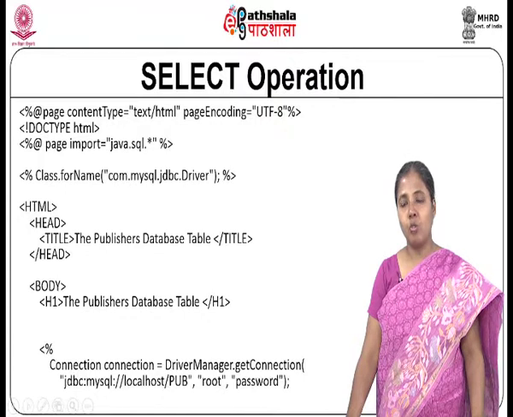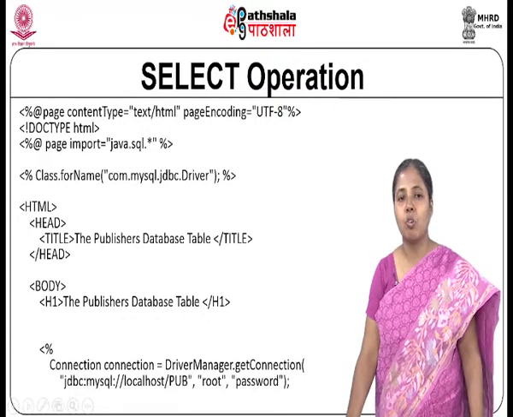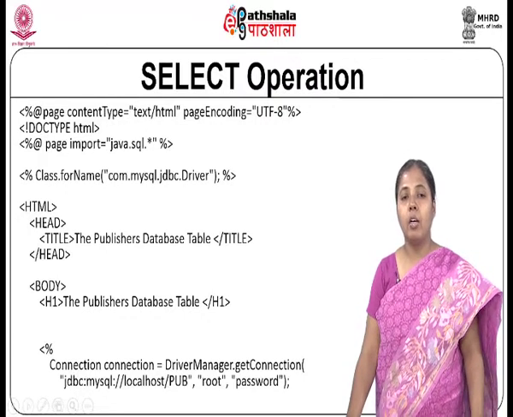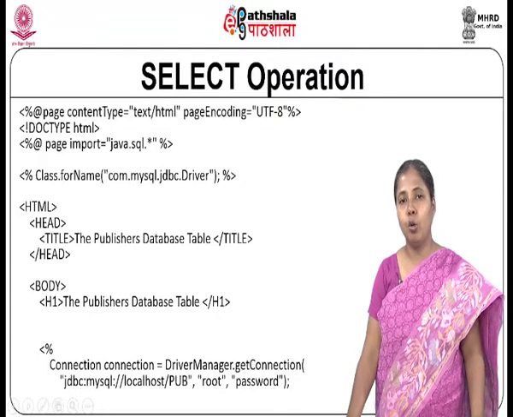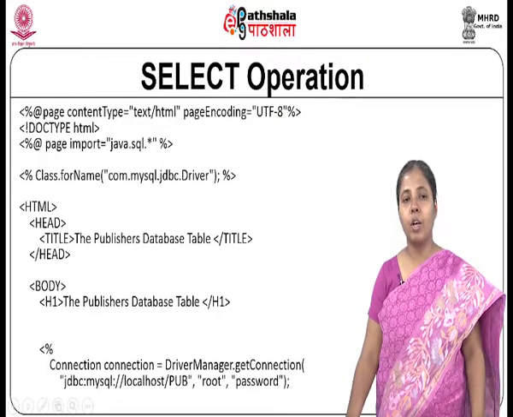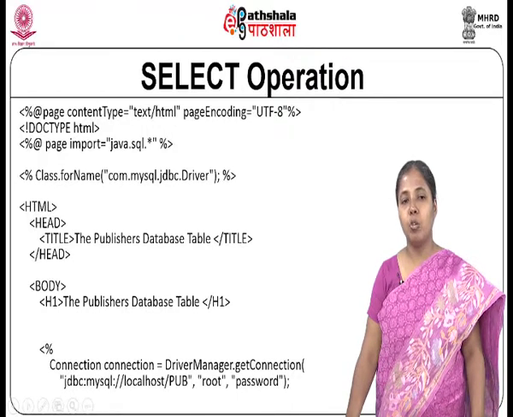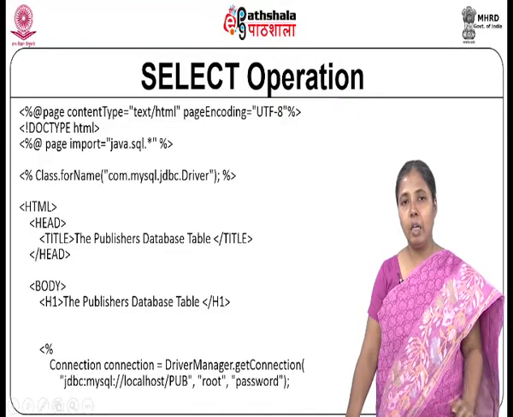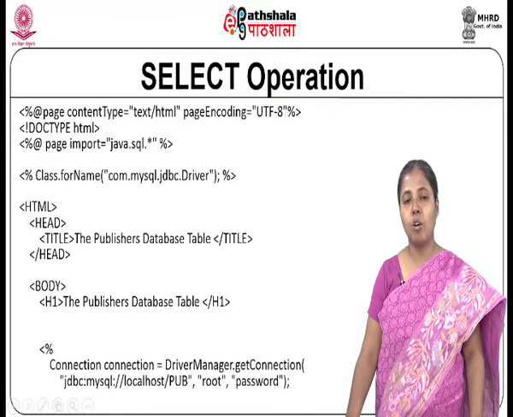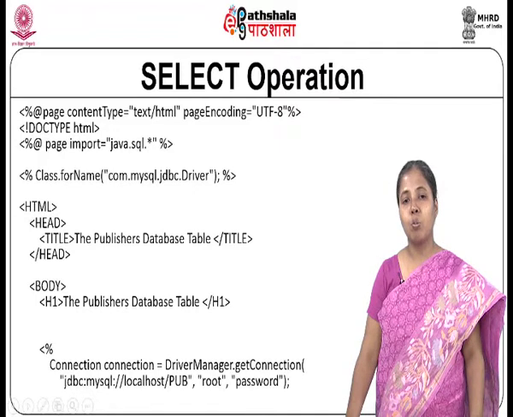And now you start writing your HTML page. So start HTML, head, title, it's a publisher database table you want to select, and then close the head. Start opening the body. Now you want to display the text, the publisher's database table, which is displayed as a heading tag. So you give the font size and type used by the H1 tag.